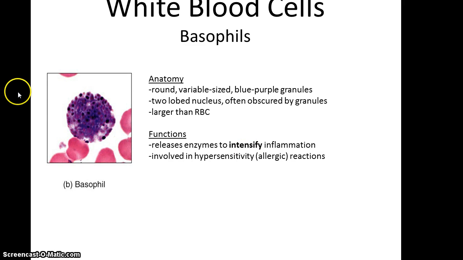Then we have the basophils. They have large, variable-shaped, dark purple granules. They often have a 2 lobed nucleus, but you can't really see it usually because of the granules. And they are also larger than red blood cells. And they release enzymes to intensify inflammation. So basophils intensify inflammation. And sometimes this leukocyte gets involved in hypersensitivity or allergic reactions.